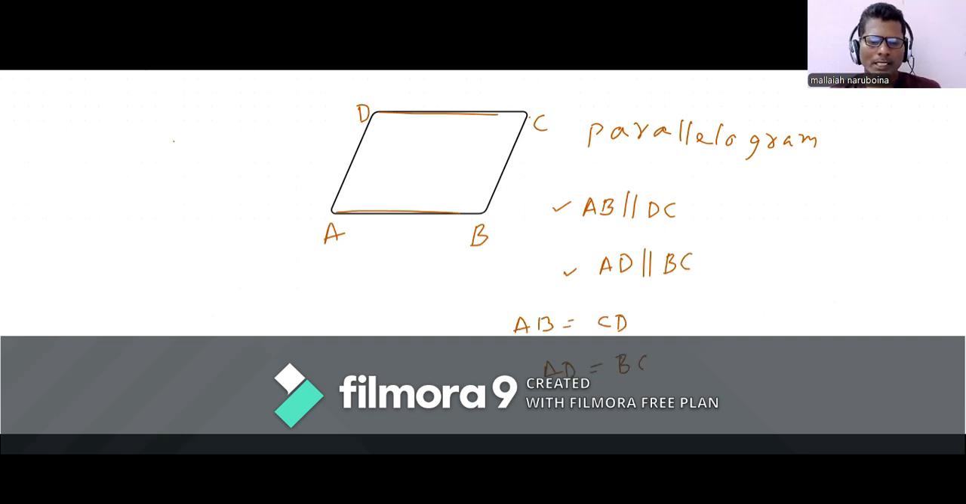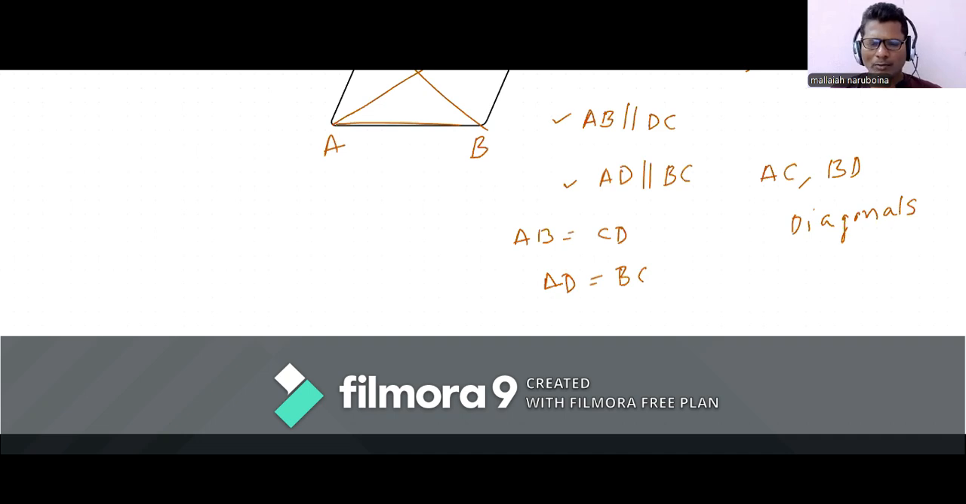Then AC and BD are diagonals. Length of diagonals are not equal. That means length of diagonal AC is not equal to length of diagonal BD.